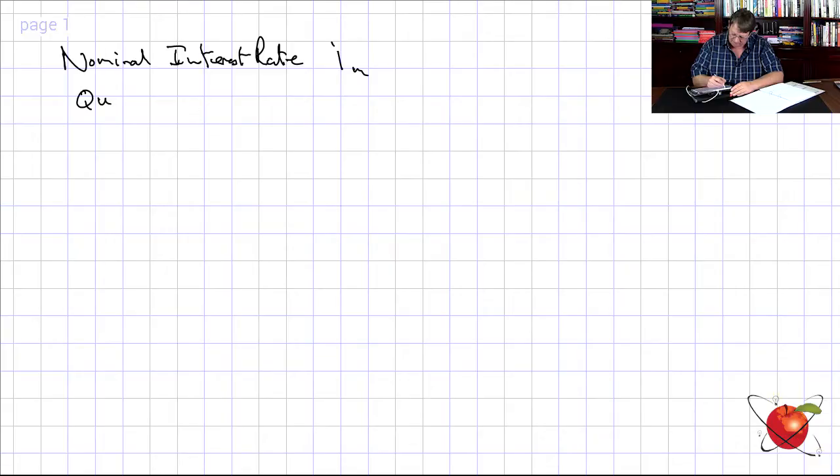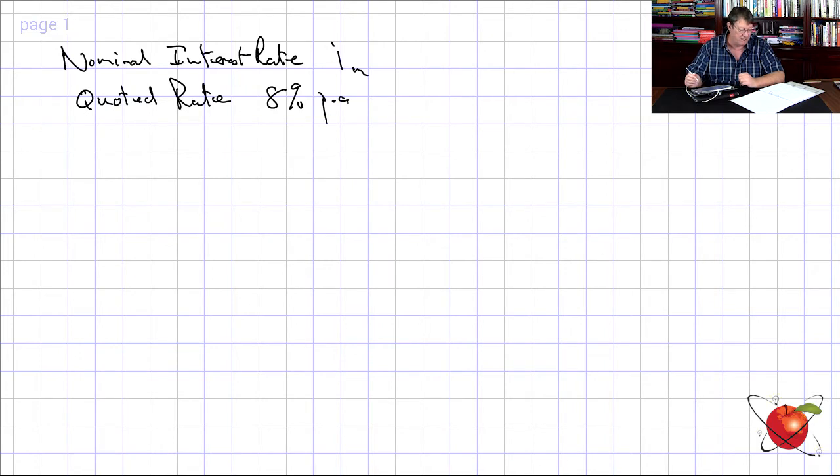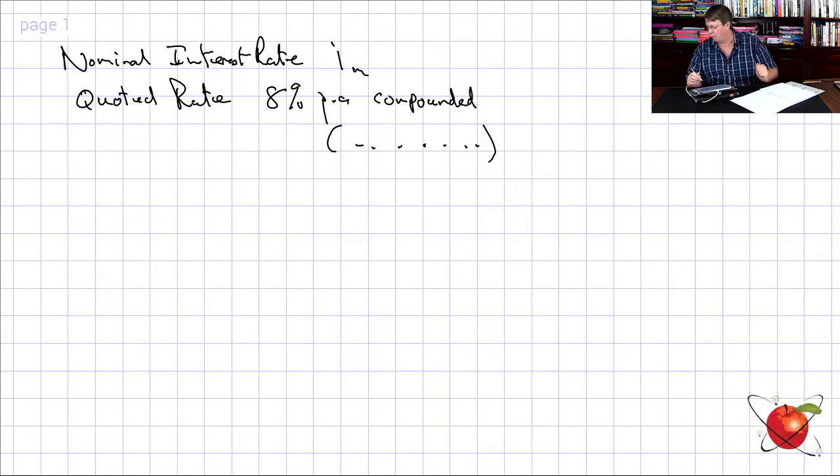The nominal rate is essentially the quoted rate, isn't it? So they tell you it's 8% per annum, and they say compounded... They're going to tell us how many periods they compound. So what do I do next?